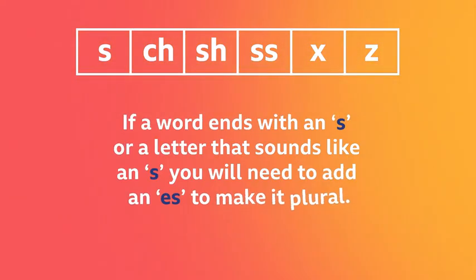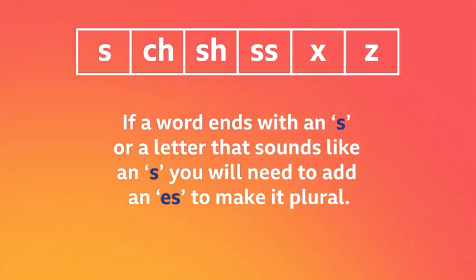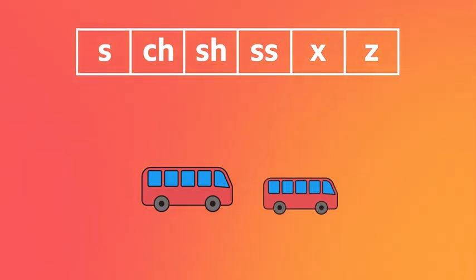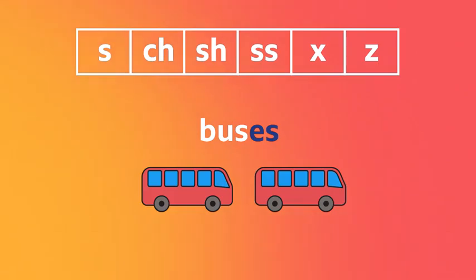A simple way of remembering this is that if a word ends with an S or a letter that sounds like S, you will need to add an ES to make it plural. So the word bus is singular, but the word buses is a plural.